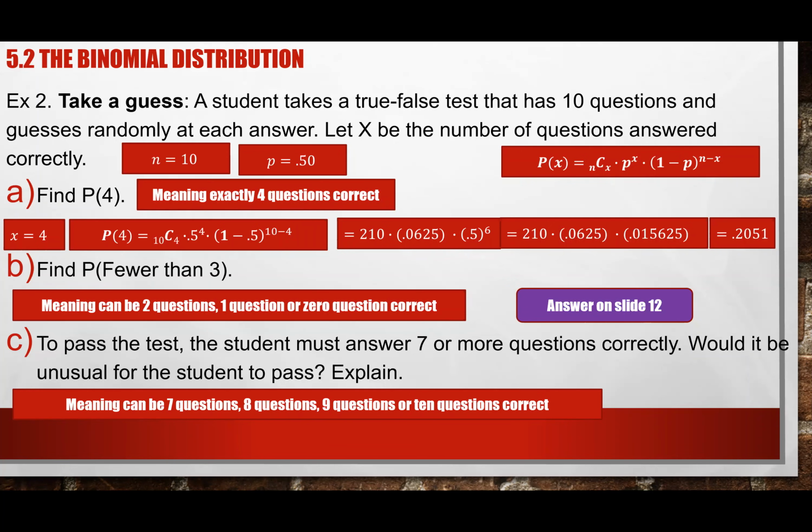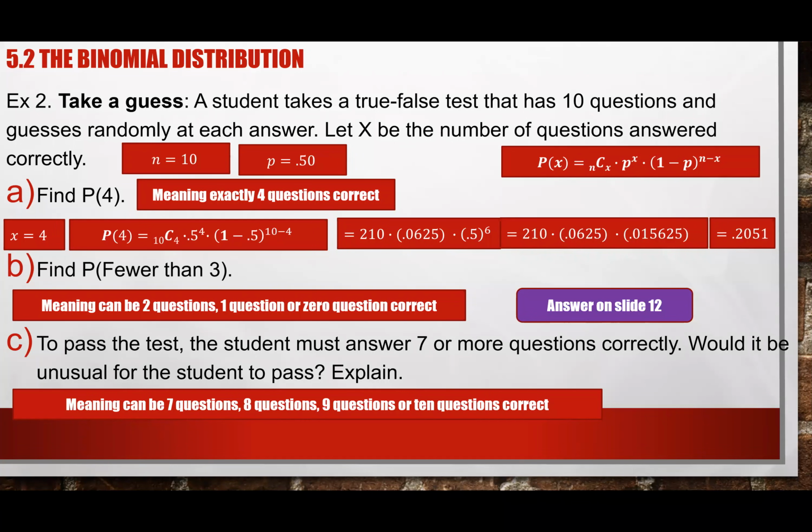Again, forget about the unusual first. To answer whether it is unusual or not, we have to know: is my probability bigger than 0.05? To do that, as you can see in part C, what they ask is: in order for you to pass, you have to answer 7 or more questions correct to get 70%. If you have 7 questions correct, 70% on the test, 8 questions, 80%, 90%, or 100%.